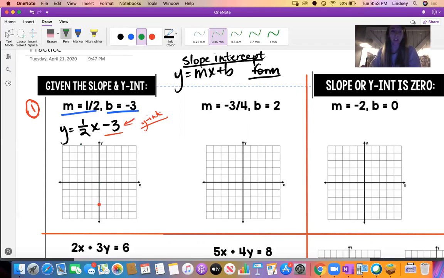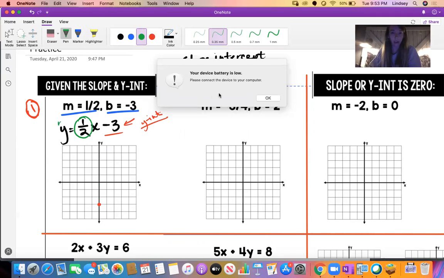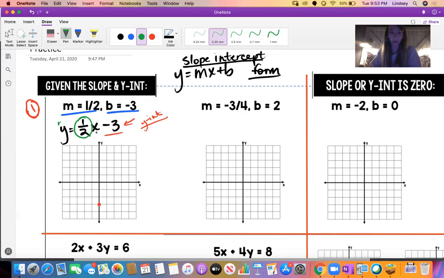Okay, then I'm going to change my color. And then my slope is 1/2. Okay, so that tells me I'm going to rise 1 and I'm going to run 2.